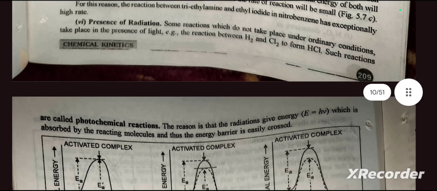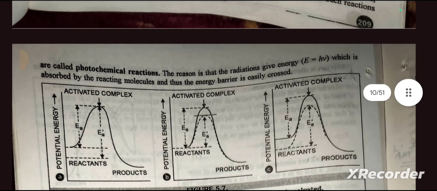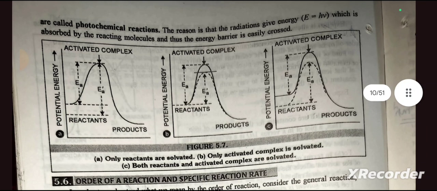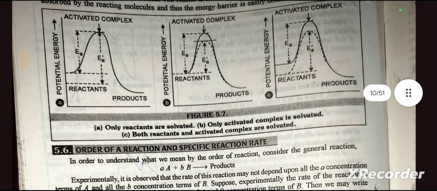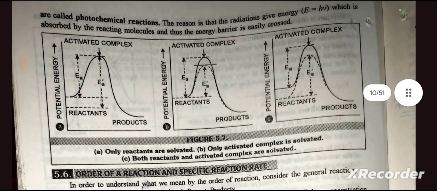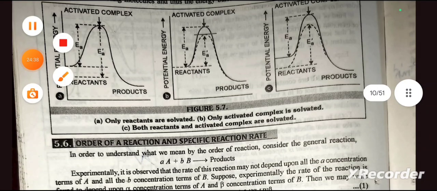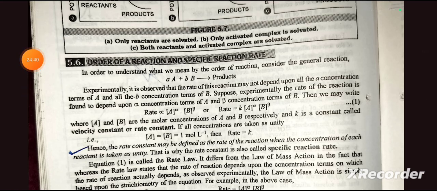6. The presence of radiation. Some reactions which do not take place under ordinary conditions take place in the presence of light. For example, the reaction between H2 and Cl2 to form HCl. Such reactions are called photochemical reactions. The reason is that the radiation gives energy which is absorbed by the reactant molecules, and the energy barrier is easily crossed.